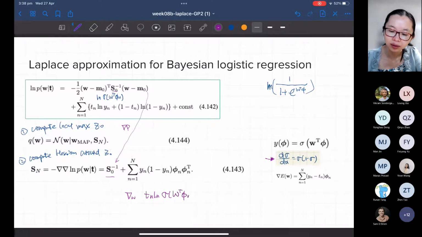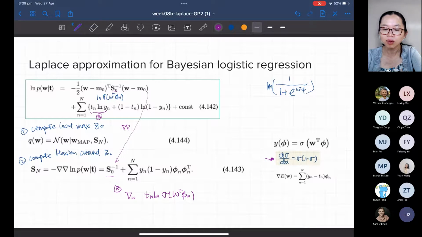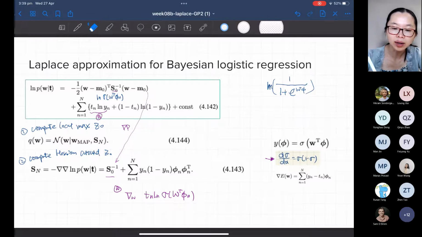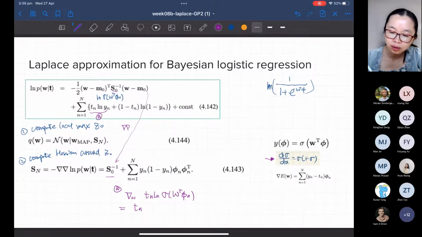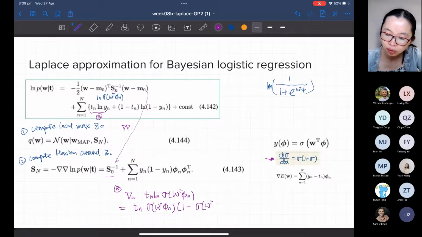Writing W transpose phi, let's do that. For example, the first term here, let's say term A. When we take the differential, when we differentiate, it looks like this. And using the result of differentiating the sigmoid, we can get, so Tn is constant, and then we essentially have sigmoid W transpose phi n, that's itself, times 1 minus sigmoid W transpose phi n. That's the first term.